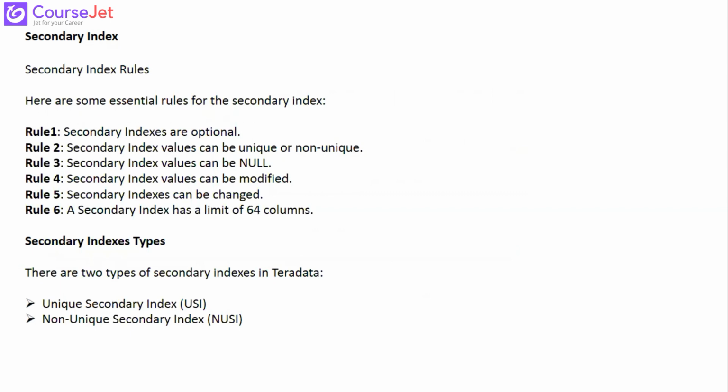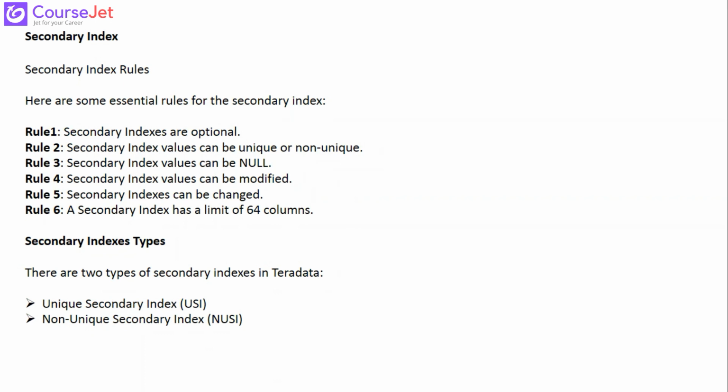So these are some of the rules for the subtable, like secondary index. Secondary index is always optional. Its values can be unique or non-unique. Likewise, the primary index can be unique or non-unique. And the values in a secondary index can be null, whereas in a primary index it can't be null.